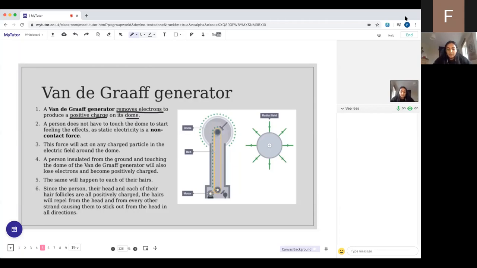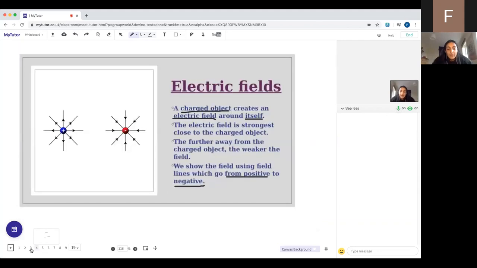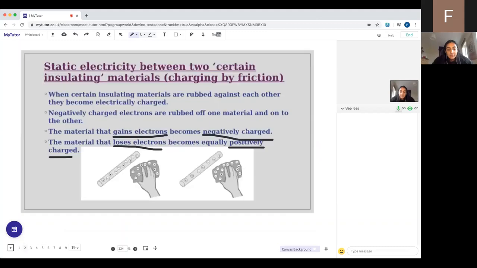Cool. And a couple of people have asked, how do I know which material will gain electrons and which one will lose? Okay, so in some cases it is simply about learning. So for this one, they give you a diagram. So sometimes you don't need to know, and they give you a diagram and they tell you which one gets the positive charge and which one gets the negative charge.